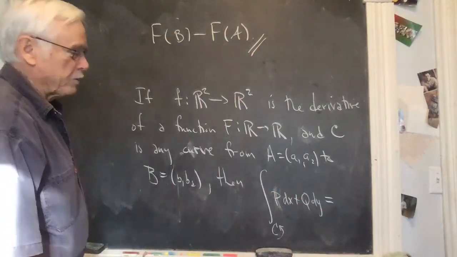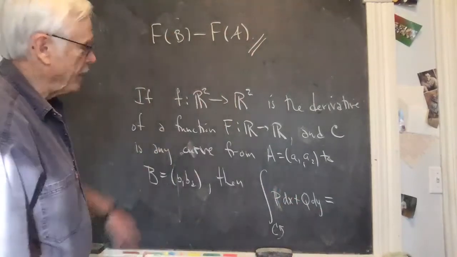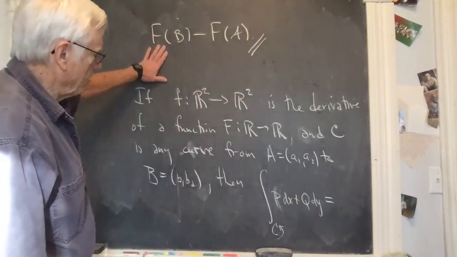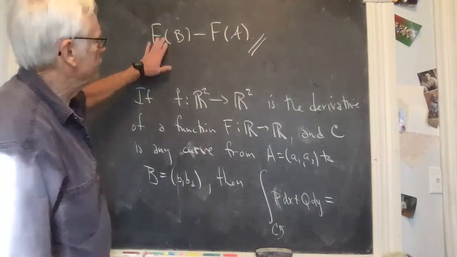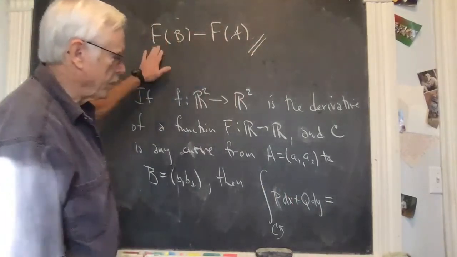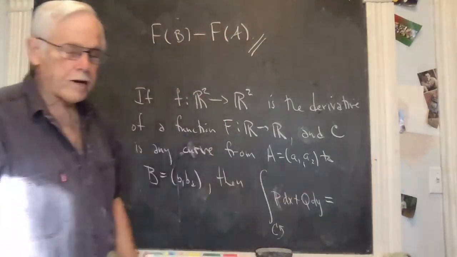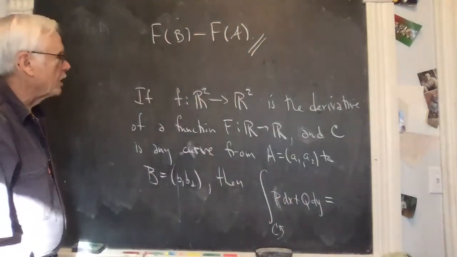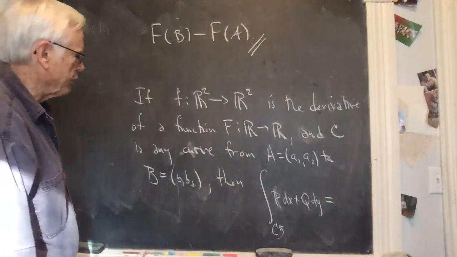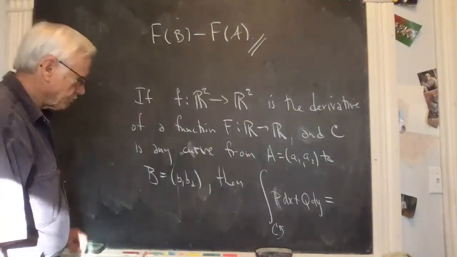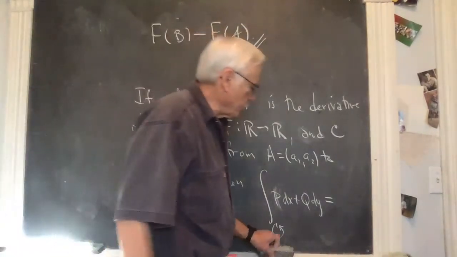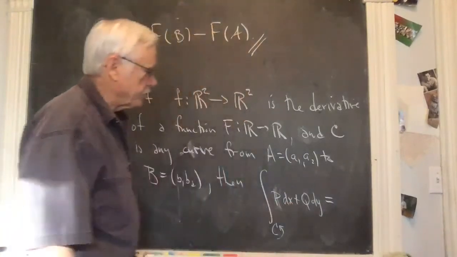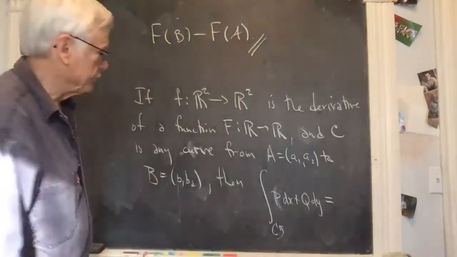So this is just like the fundamental theorem of calculus. If you can find an antiderivative, then no matter what the curve is, you're going to get this for the line integral of that vector field. You're going to get F of B minus F of A. So when you're doing line integrals, one of the first things to check is: is it a derivative?